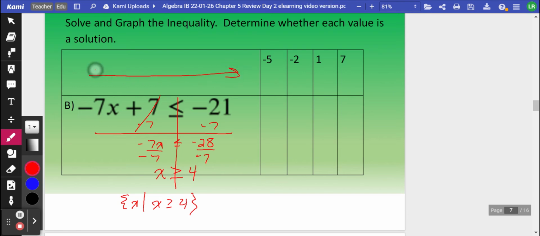So this one, 0's here, 4's here. This would be a closed dot because it's got the or equal to line. And that one is shaded to the right. So which of these are solutions? The only one that's a solution is 7. Okay, these others are not solutions. So the only one that's a yes is 7.